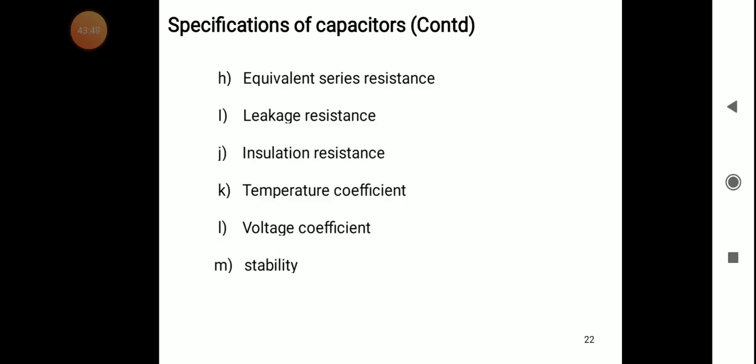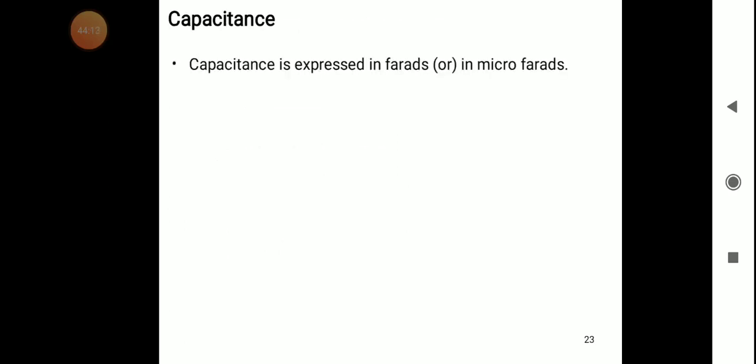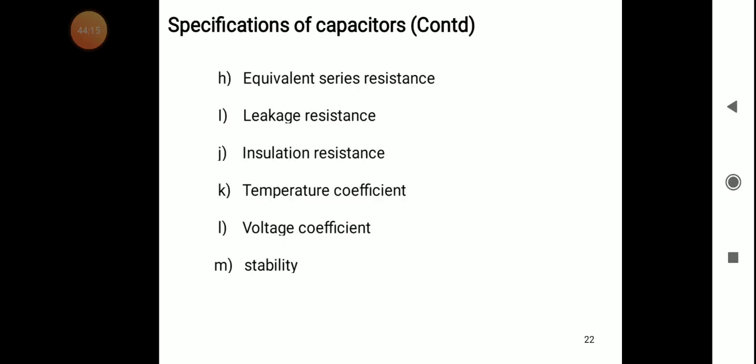So that's why in the specification sheet, the component has all the values, all the coefficients and all the constants it has. By seeing them, we can use that particular component in suitable applications. So these are the specifications of the capacitor.